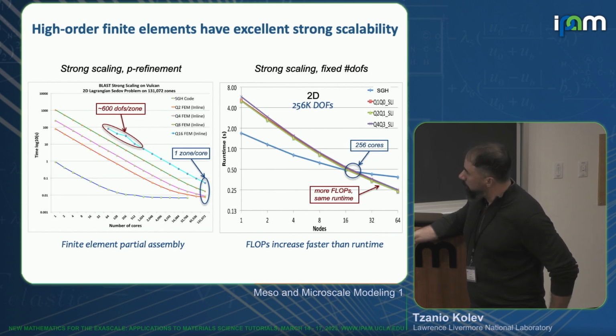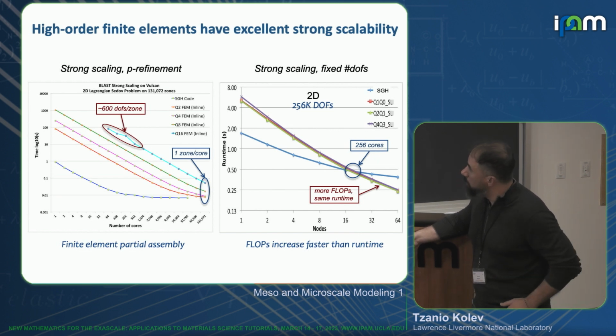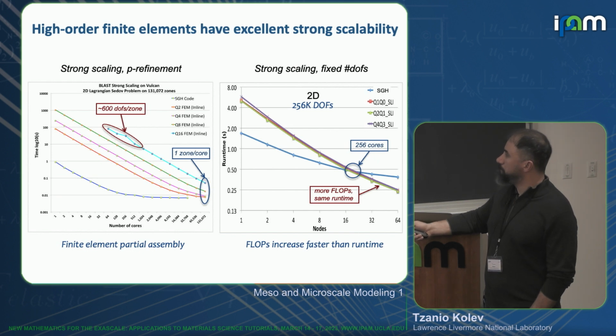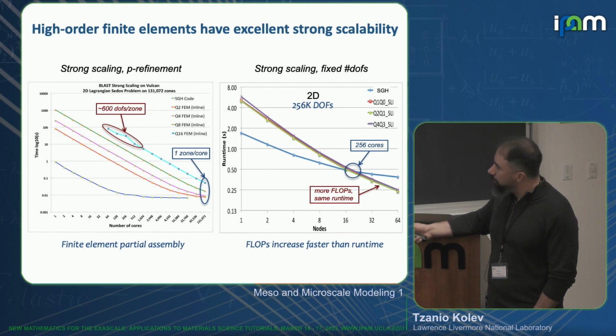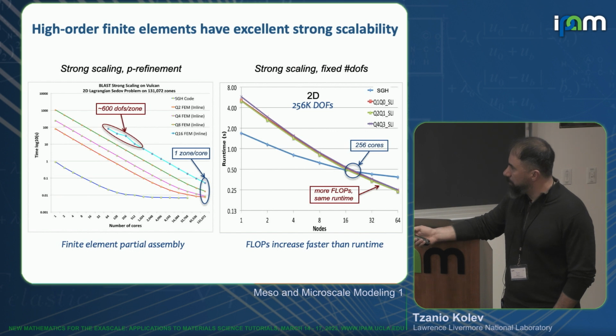This plot is a bit different. Here we're doing P-refinement, which means we're increasing the order on the same mesh. Here, when we are increasing the order, we're also coarsening the mesh. And so the number of degrees of freedom remains the same. And as you can see, different orders actually are on top of each other. In fact, we have better results now where high orders are faster for the same degrees of freedom. And the intersection point with classical methods is just at 256 cores, which at the scale of today's supercomputers is not a lot.